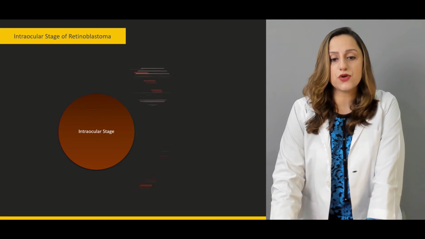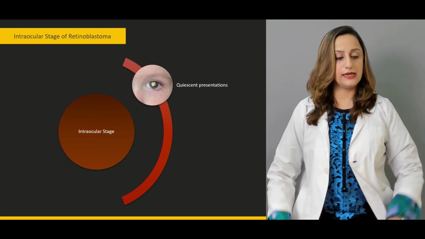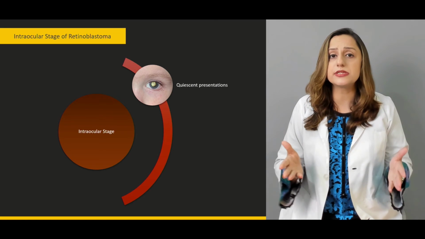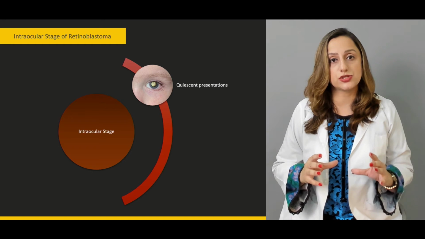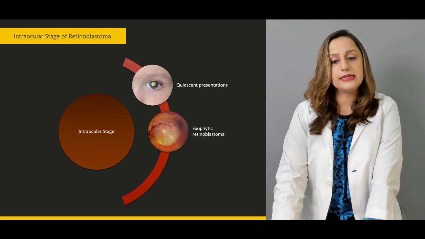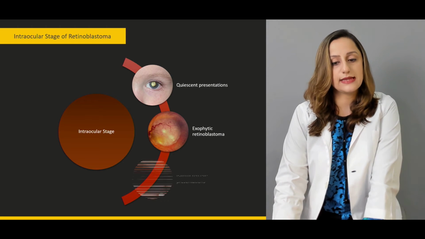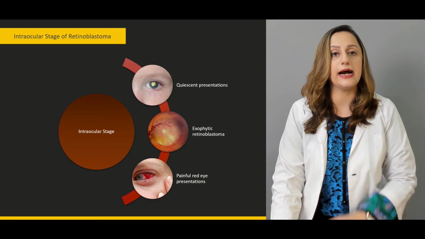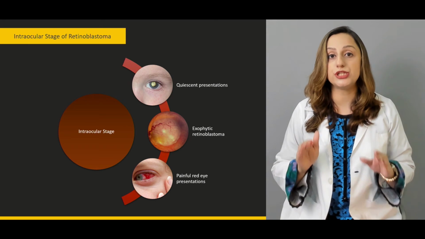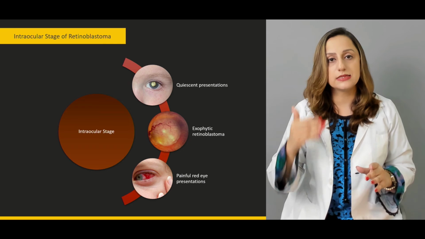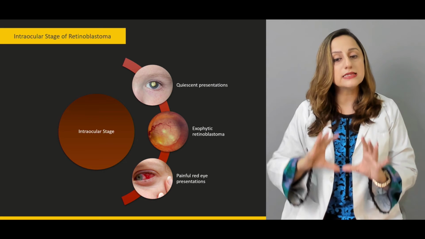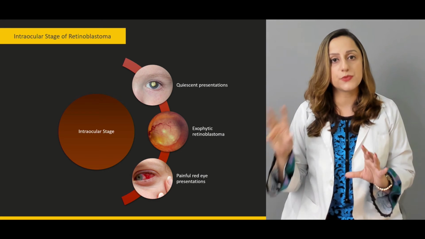The intraocular stages of retinoblastoma, first of all, we have the quiescent presentations that are sometimes seen for these patients. Quiescent presentations are the typical clinical picture that is usually seen in these patients. Then we can have the exophytic retinoblastomas, and then finally we can have the painful red eye presentations. The quiescent presentations are all of the presentations that we had already talked about, ranging from leukocoria, nystagmus, strabismus, orbital cellulitis, to heterochromias. These are included as the quiescent presentations.